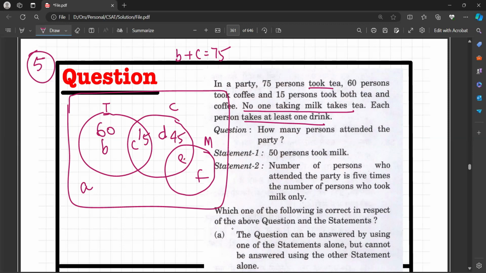45 is this whole. D plus E becomes 45. My bad here. D plus E becomes 45. Yes or no? Because D is this part only, this is not the total part. Because an intersection is happening here, D plus E becomes 45, right? Because how many remaining coffee takers are there? 45. E is also taking coffee. How many persons attend the party? Each person takes at least one drink. So A becomes 0, then 0, 60, 15, D, E, F.